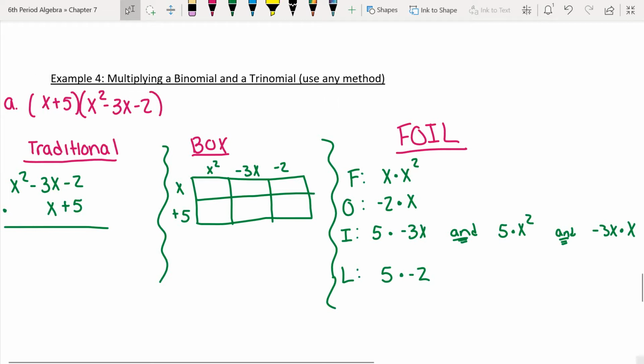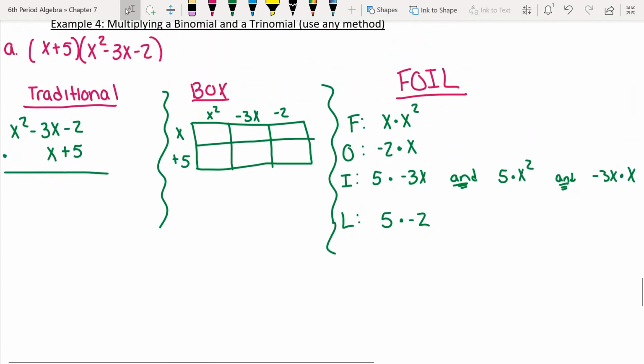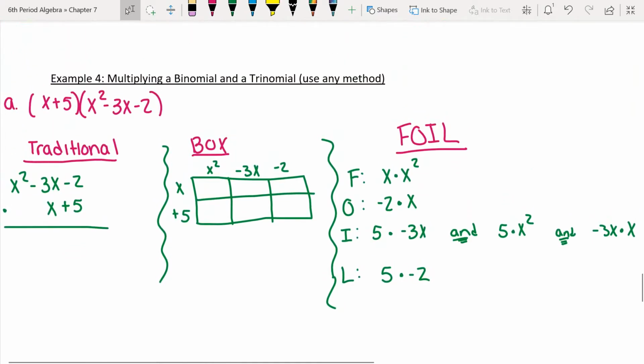Now, I set it up for you. And that just kind of works for me. So I thought it was nice to just give you a shot at it. You can pick whatever method works best for you. I set up every single problem just so you can see it. So a binomial times a trinomial means something that has 2 terms times something that has 3 terms.